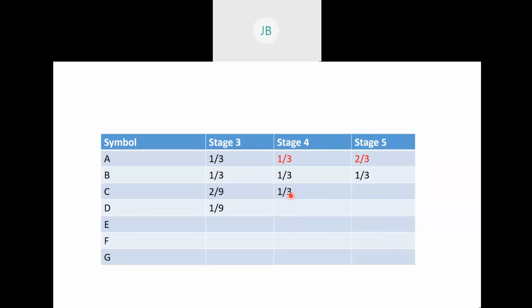We are not done with this. We have one more step to go. That is, we add these two in the fifth stage and make it 2 by 3. So 2 by 3 will come here, and 1 by 3 will come here. So this will have a 0, this will have a 1, similar to the previous steps. So this is how we generate different elements in each of the steps.